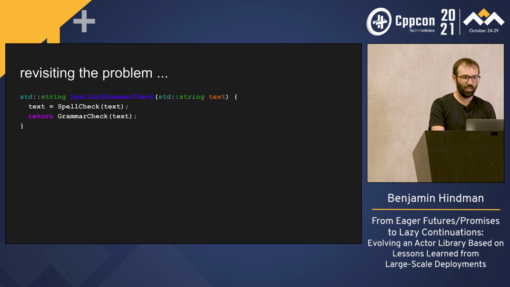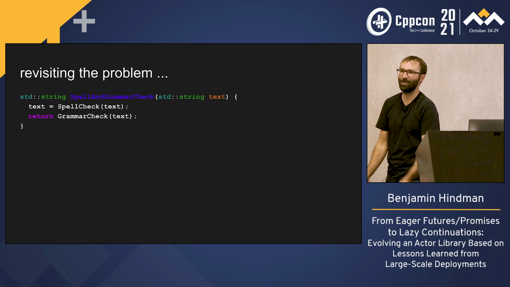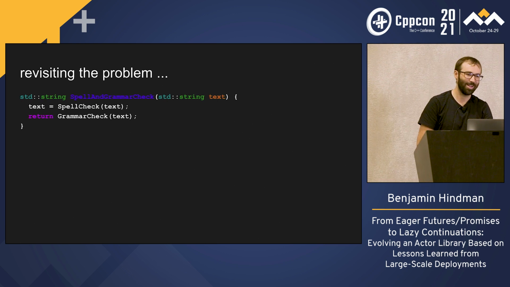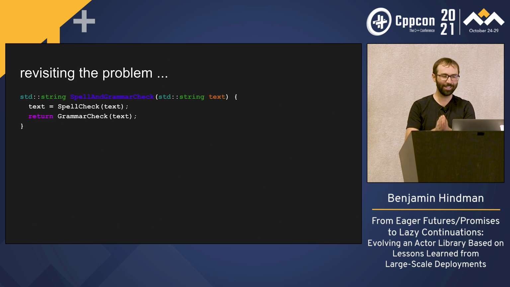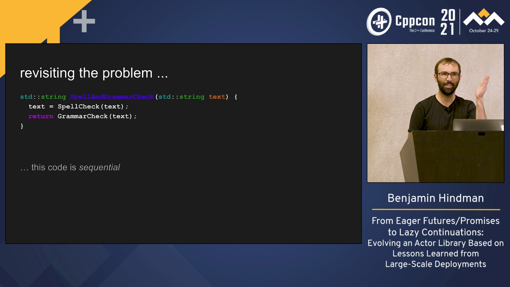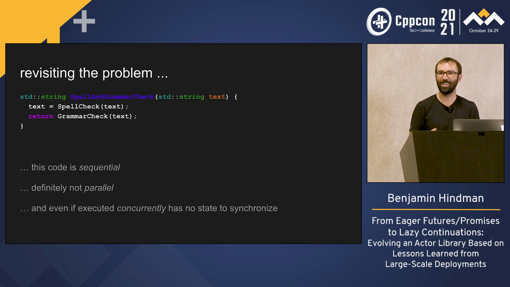The next chapter: revisiting the problem. If we come back to where we all started, all we were trying to do at the end of the day was basically compose SpellCheck and GrammarCheck. And when you look at this code, one of the things you notice is that the code's sequential. I've got to do one thing and then the next thing. It's definitely not parallel. Even if you executed it concurrently, there's not even any state to synchronize. Sure, by all means, you could execute this concurrently, but I will never have to do any fun things to deal with it.